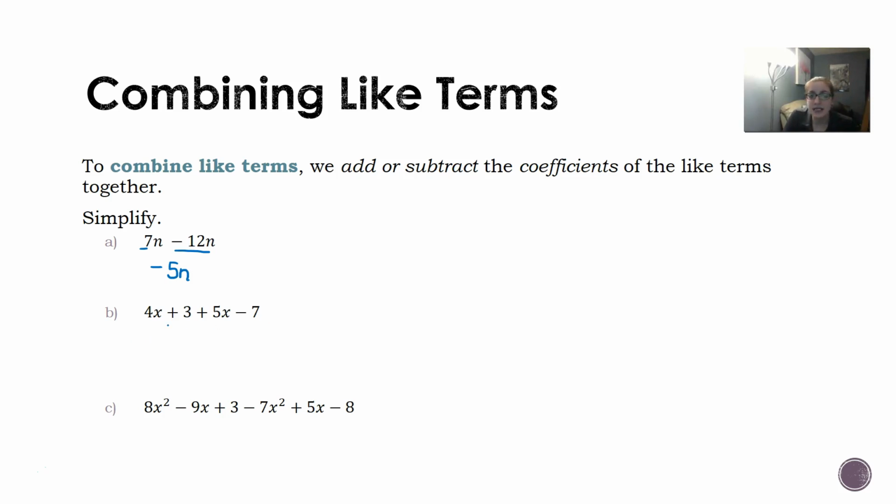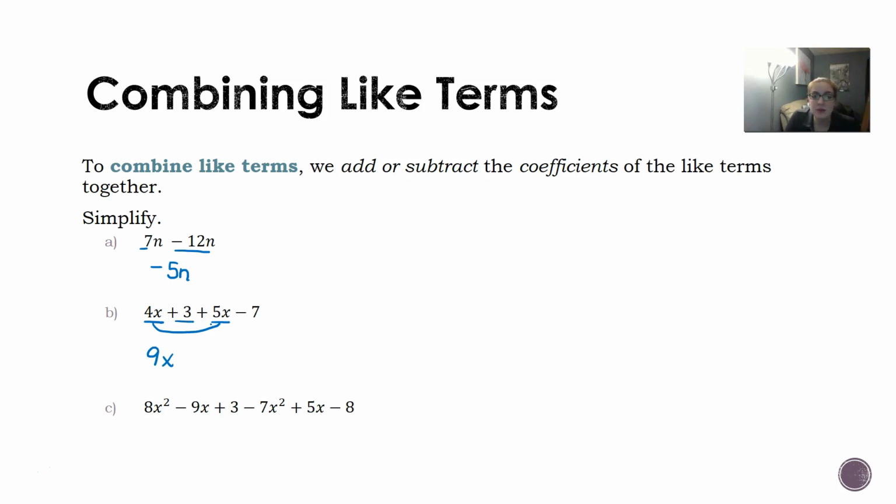So for our second example, we have 4x plus 3 plus 5x minus 7. So we need to combine the like terms. We really need to understand which ones are the like terms. Let's start with 4x. What can I combine the 4x with? What is a like term that I can combine it with? Well, I can go ahead and combine it with my 5x. So 4x plus 5x, you're combining the coefficients. 4 plus 5 is 9x.